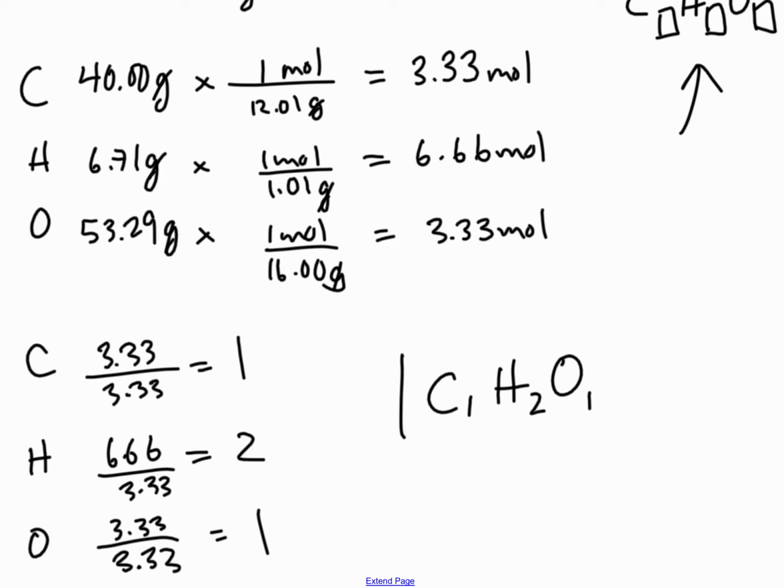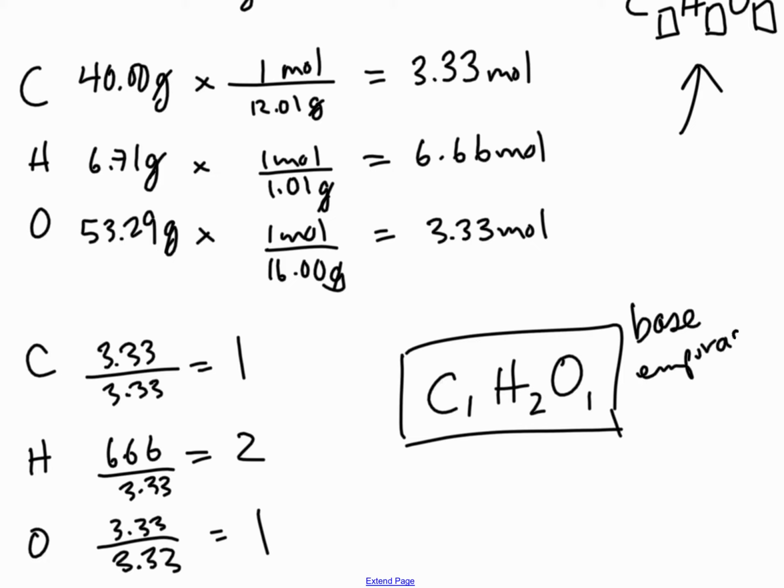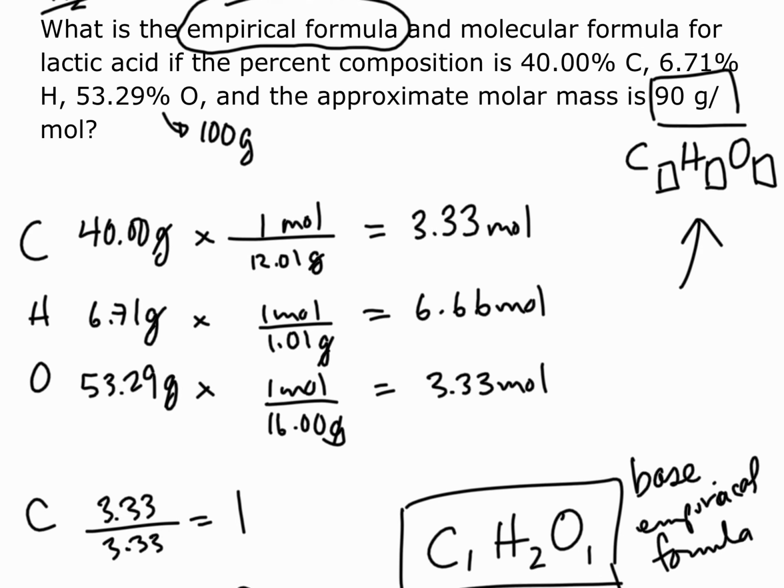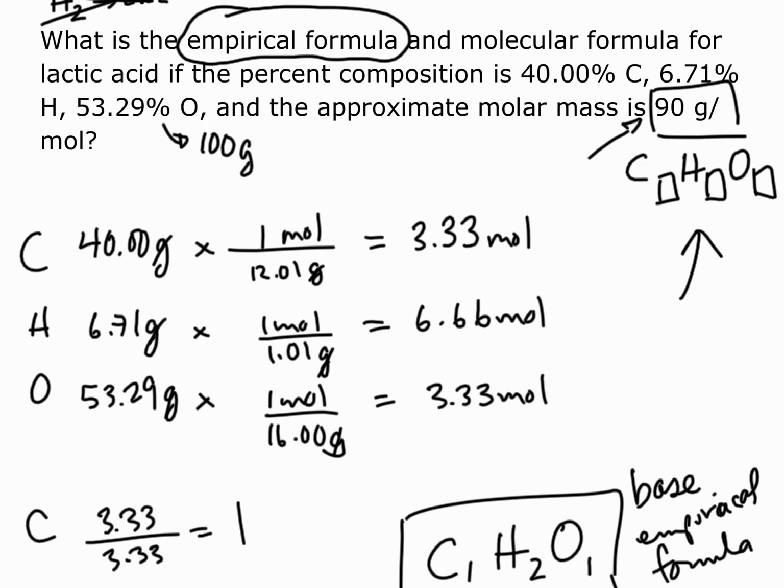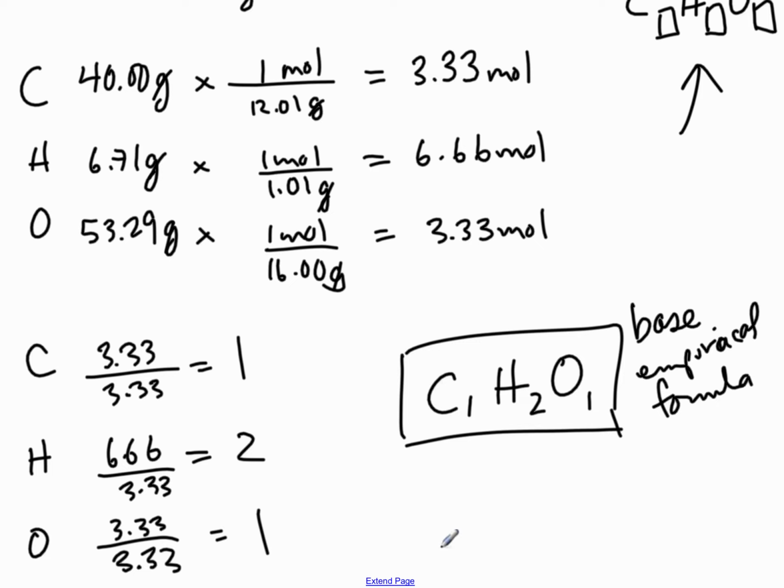So I could call this my base empirical formula. So 1 carbon, 2 hydrogen, 1 oxygen. Now, additionally in this question, they also told us that the approximate molar mass of this compound is 90 grams. So let's take a look at this and see what that would be.